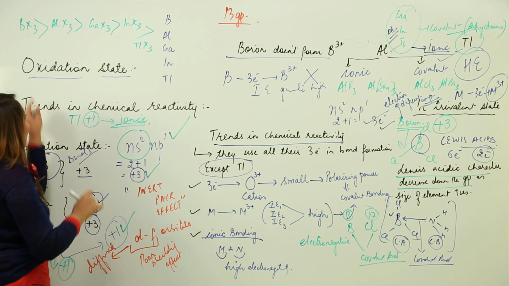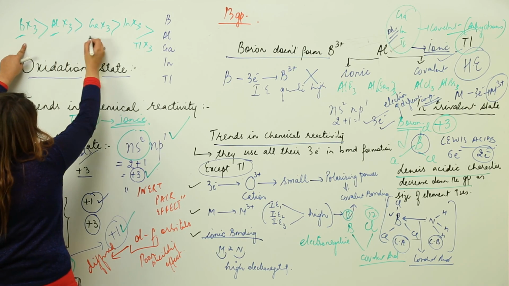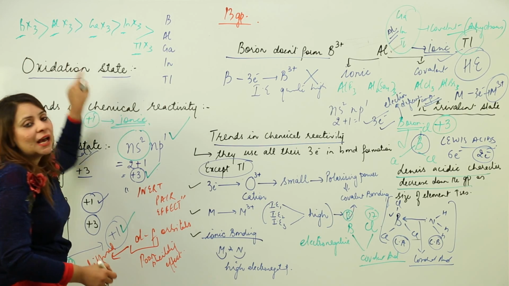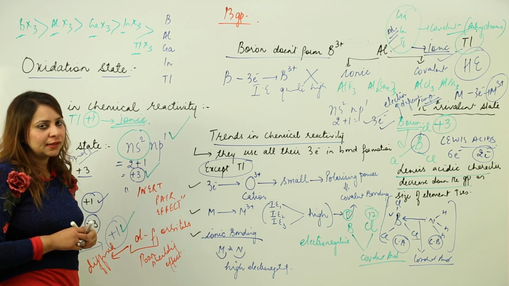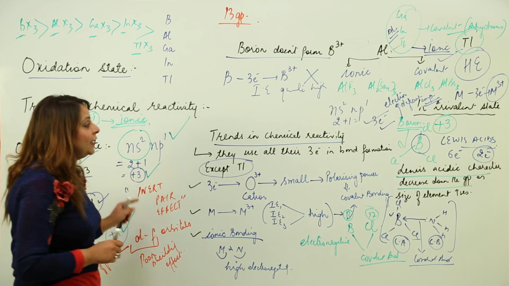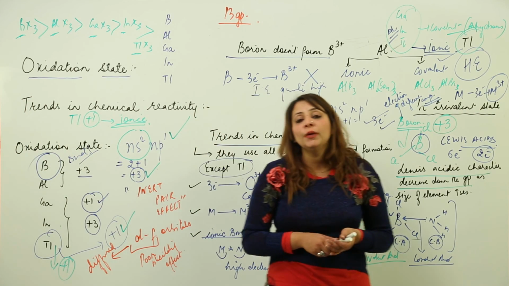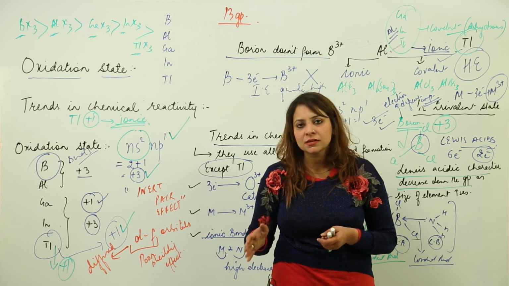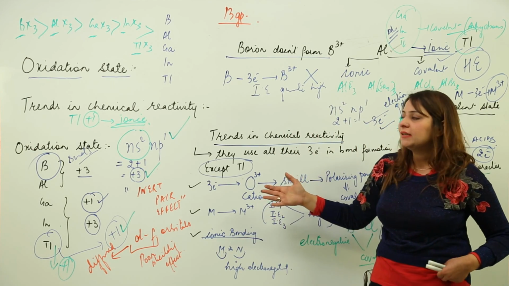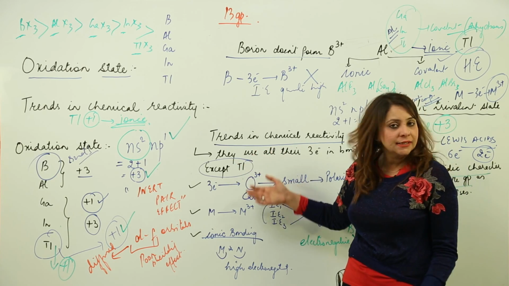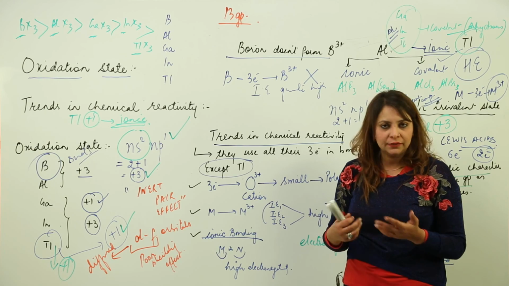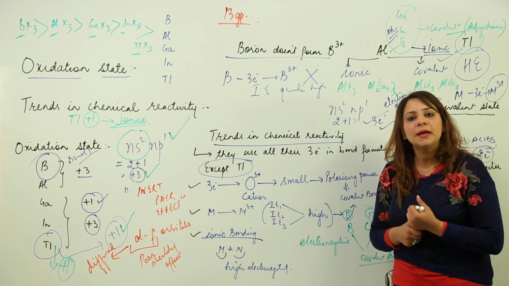As the size of the element increases, the Lewis acidic character decreases. So you need to remember that. And definitely remember also that whenever they are present in the trivalent oxidation state, they behave as Lewis acids. So this is the general trend about the oxidation state and trends in chemical reactivity. Now let us start their reactions with air and water. That means we are starting with the chemical properties now.